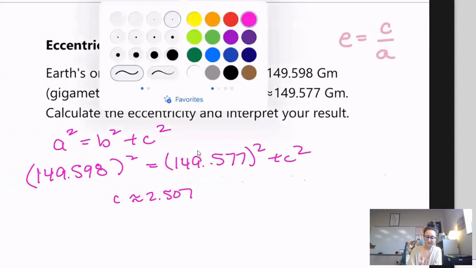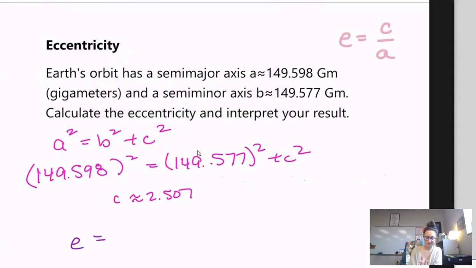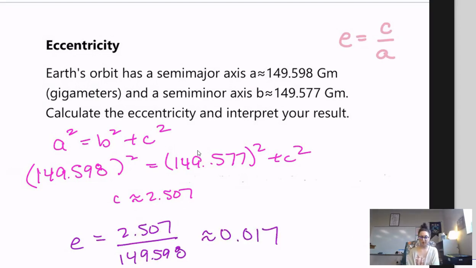So now let's go ahead and calculate the eccentricity. So remember, eccentricity is c over a, so I've got 2.507 over a, which is 149.598, and a calculator tells me that that is approximately 0.017, and that is quite small, right? That is pretty close to 0. So the interpretation here is that the Earth's orbit is actually fairly close to a circle. It's not super oval-like, okay? So that is what eccentricity means. Again, the smaller it is, the closer to 0, the closer the shape is to a circle. The larger e is, then the more off-center it is.